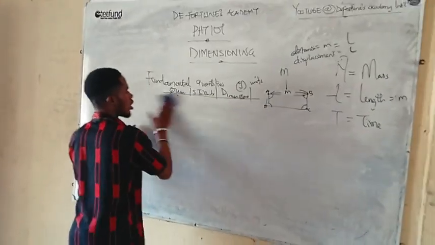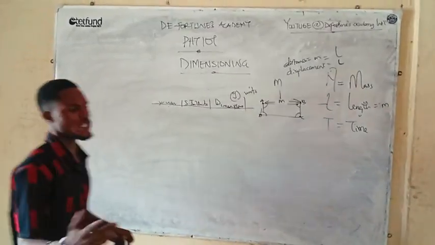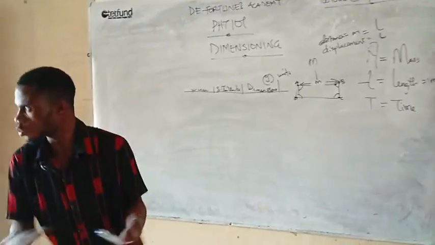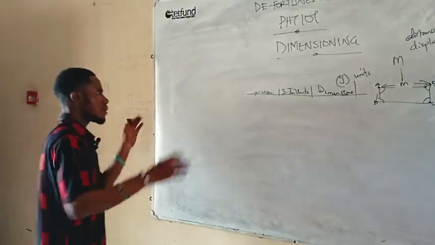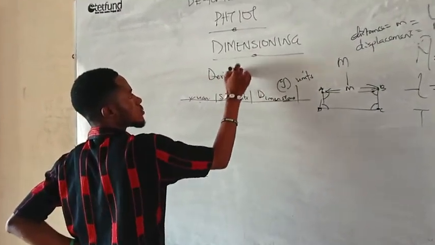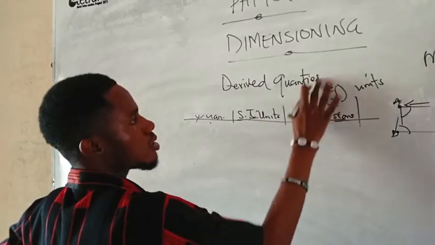So derived quantities. Under derived quantities, we have plenty, but I'll just teach us 5. I will solve one question that will come out mostly in exams. Just one simple question under dimension. Now we have here derived quantities. Definition.